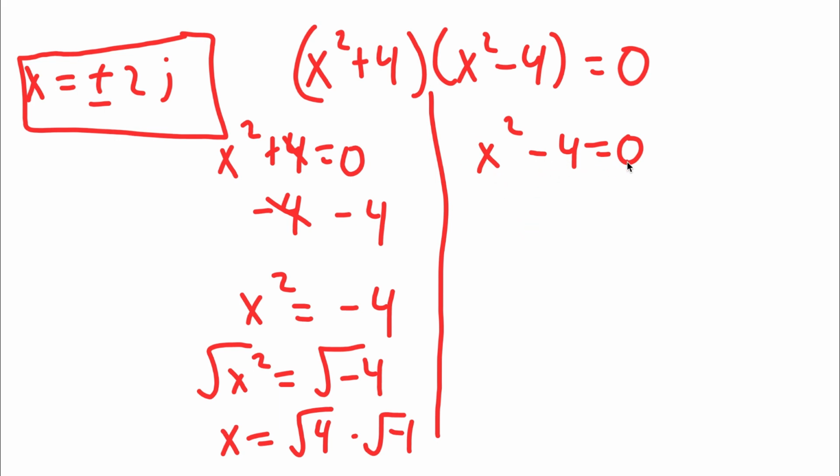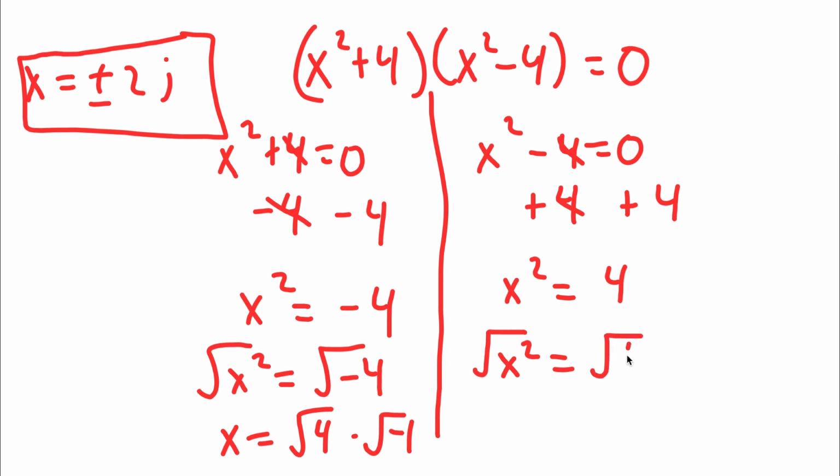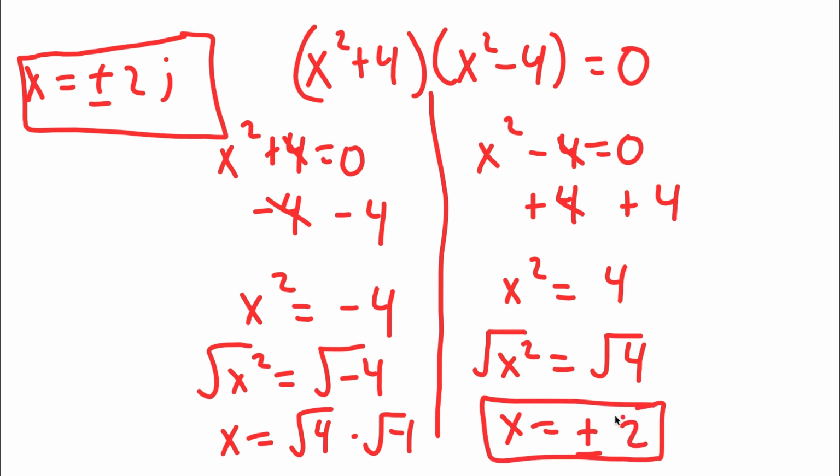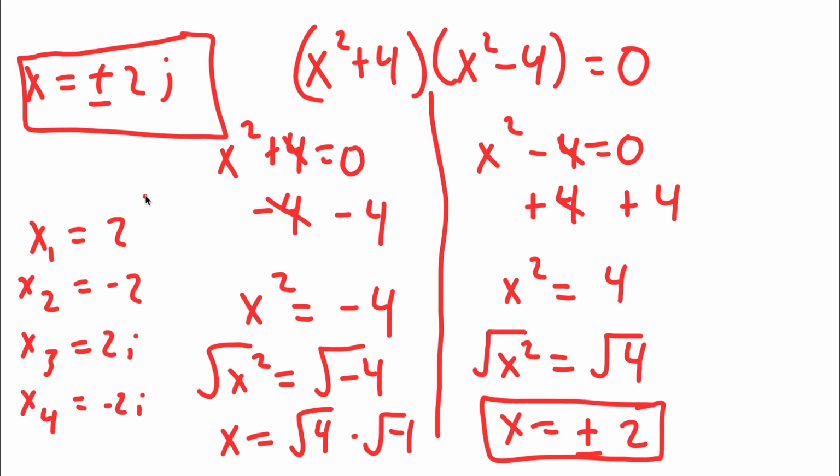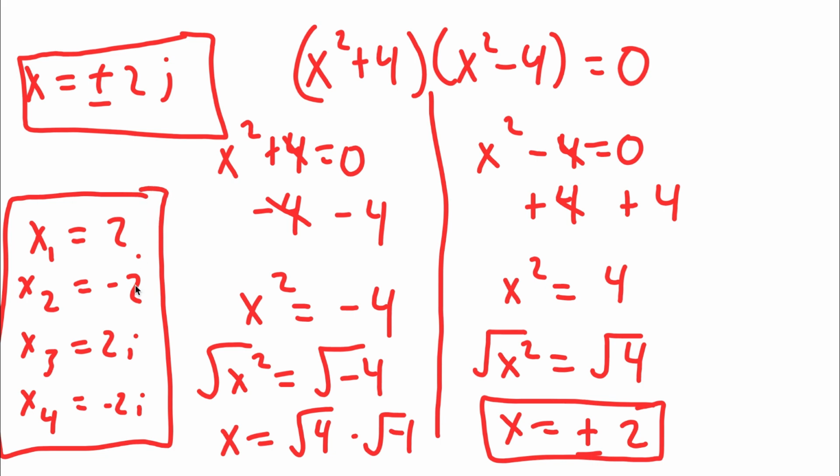Now for x squared minus 4 equals 0, to solve this, I'm going to simply add 4 on both sides. These two cancel out, and I'll have x squared is equal to 4. Now, if I take the square root on both sides, I have the square root of x squared is equal to the square root of 4. The square root of x squared is x, and the square root of 4 is equal to positive or negative 2. So my four solutions are x is equal to 2, x is equal to negative 2, x is equal to 2i, and x is equal to negative 2i. So this is my four solutions.